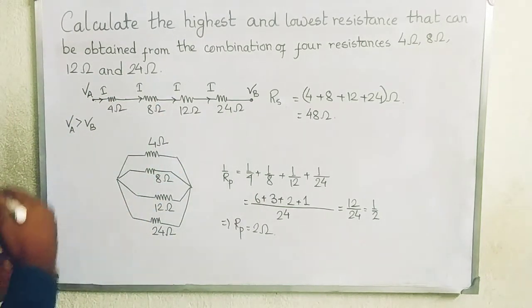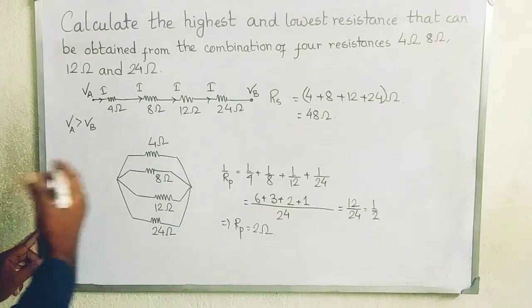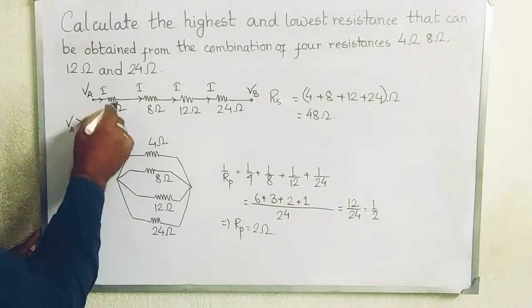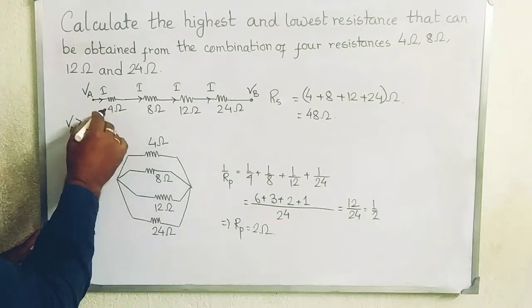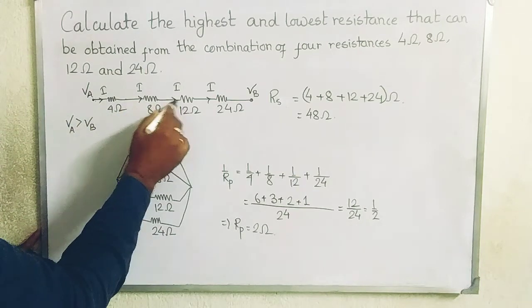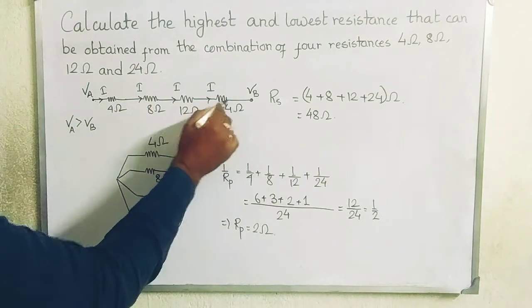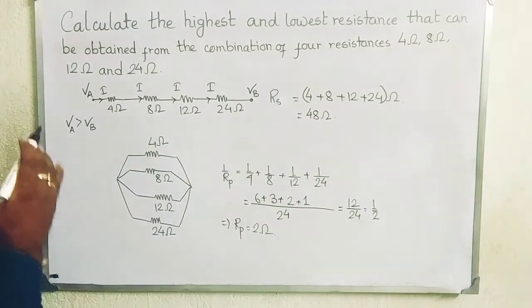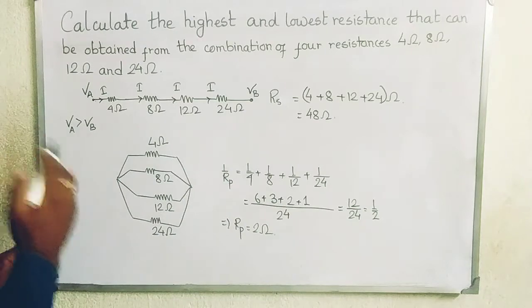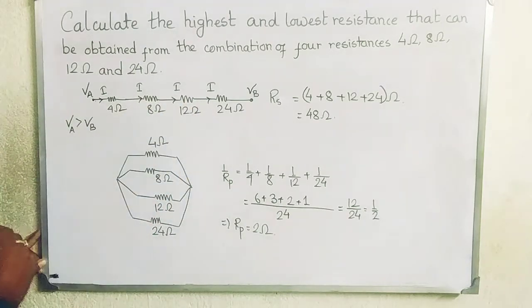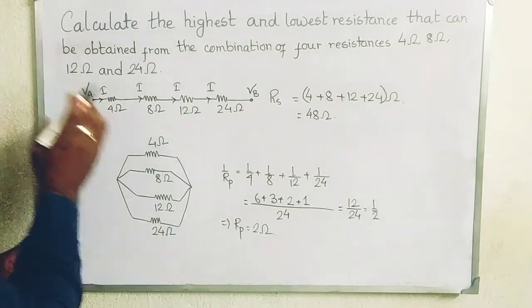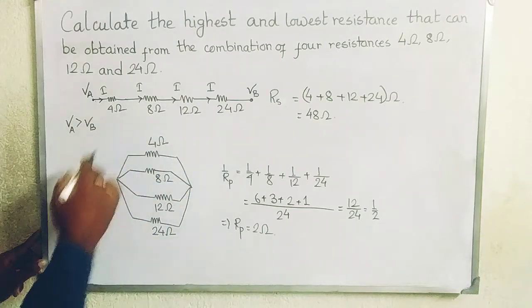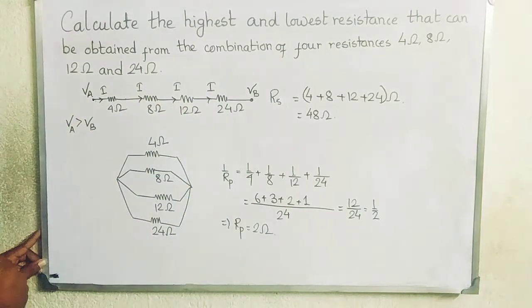What is resistance? Basically it is the obstruction in the path of the flowing current. So at first it feels the obstruction of the 4 ohm, then the 8 ohm, then the 12 ohm, then the 24 ohm. That's why the most obstruction or resistance in the flow of current from VA to VB is when the resistances are connected in series connection, one after another.